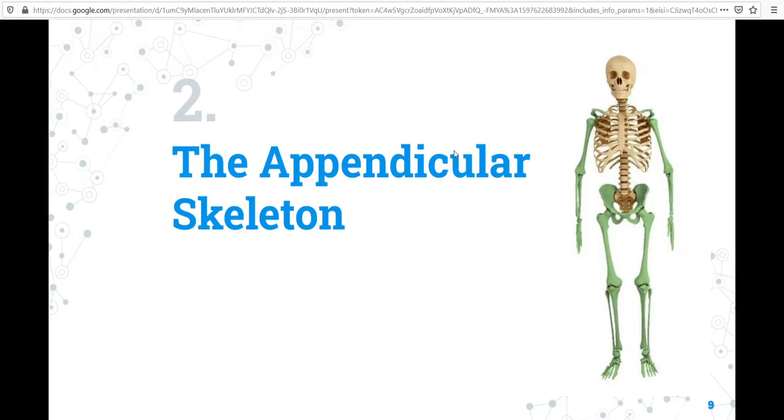So next, let's look at the basics of the appendicular skeleton. That's the appendages and the limbs and how they attach to the middle with the shoulder and the pelvis.